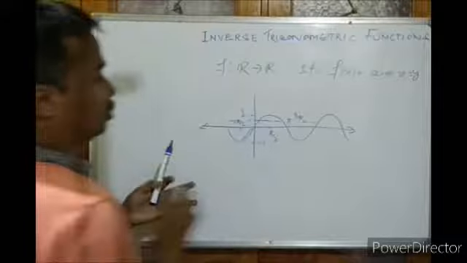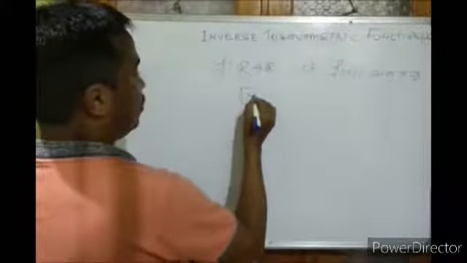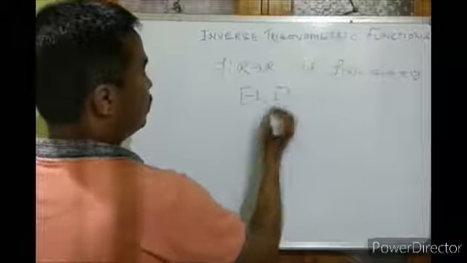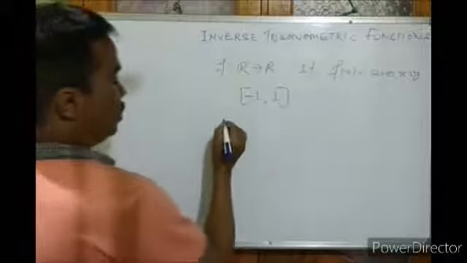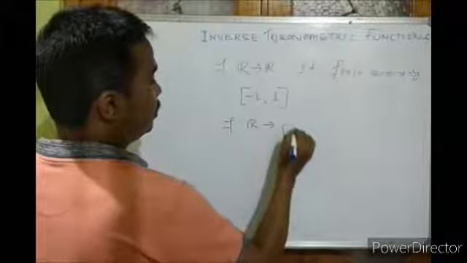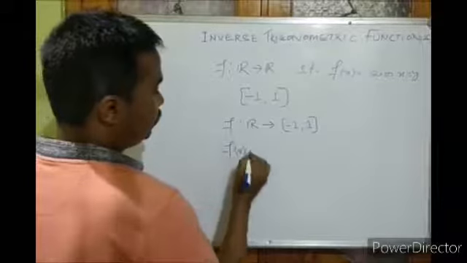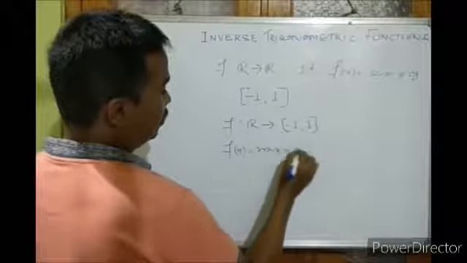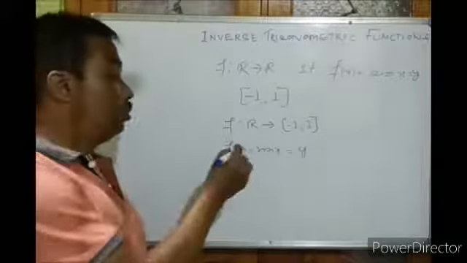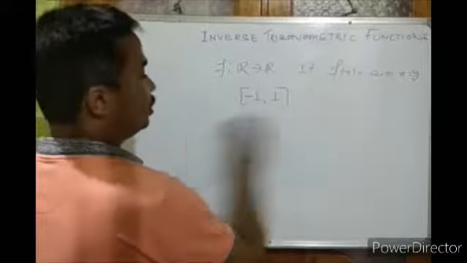So we can make this function onto by confining the codomain to its range itself. The range of this function is -1 to +1. So the function f maps R to -1 to +1, f(x) equal to sin x equal to y. This is now onto, but not one-one. Now we can make this function one-one again if we confine the domain also.